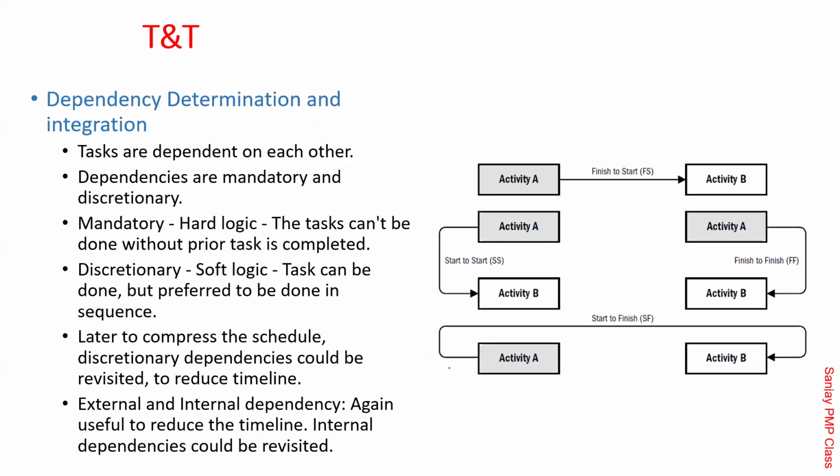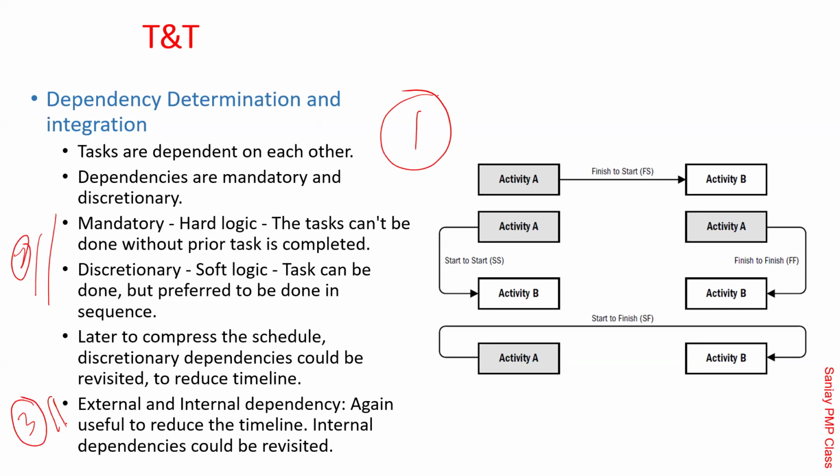This is the way in which there are three ways here. This is the first way, this is the second way, and this is the third way of dependency. These are the three ways of dependency determination. Right. Okay. Now, what are those three?